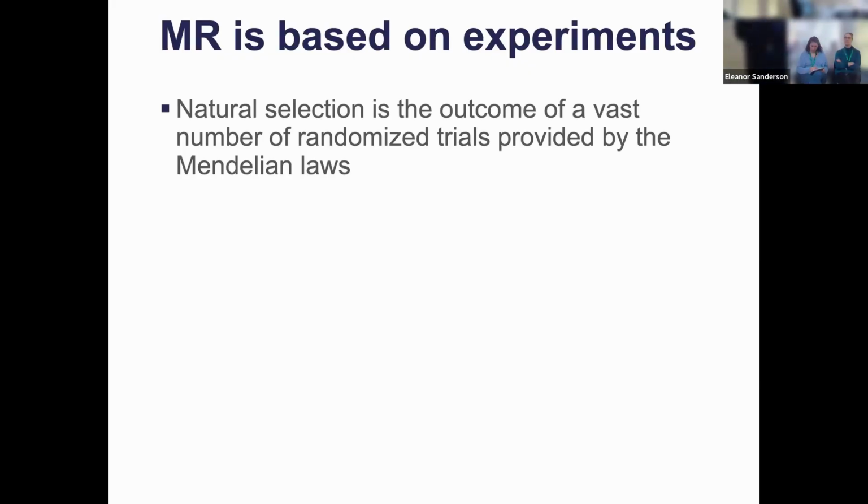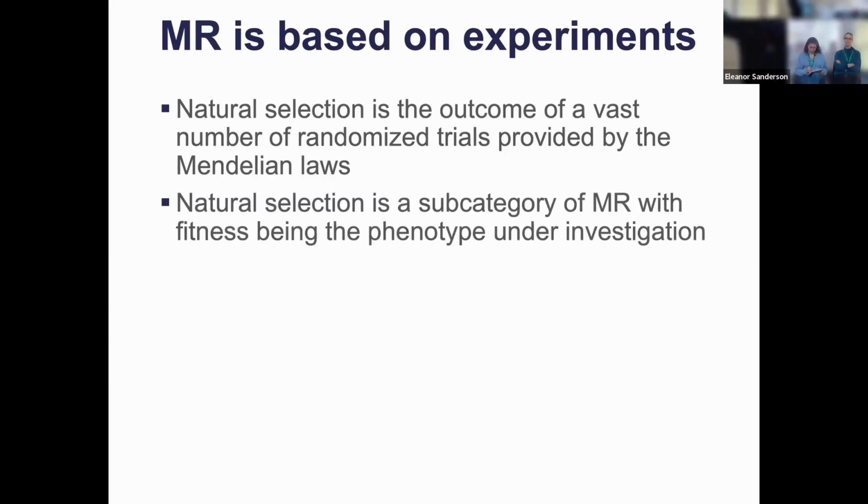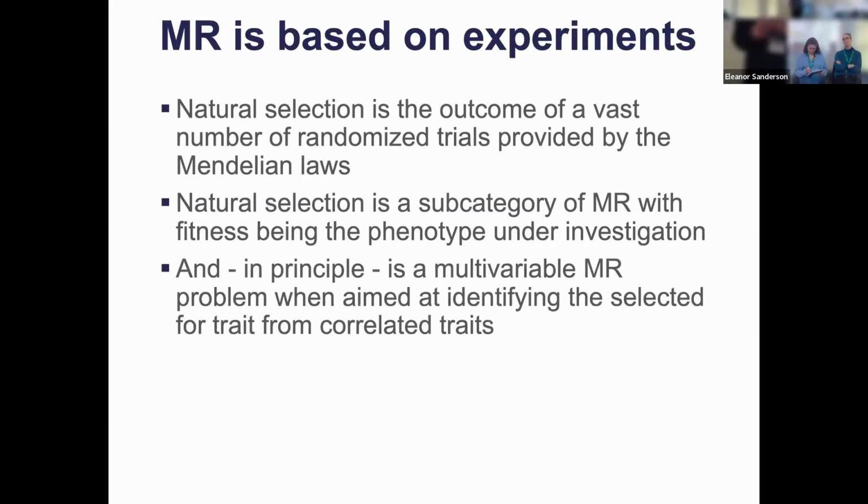Natural selection is the outcome of a vast number of randomized trials produced by the Mendelian laws. That randomization is what allows natural selection to work. And natural selection is actually a subcategory of Mendelian randomization, with fitness being a phenotype under investigation. Fitness is a phenotype like any other. And in principle, you can see natural selection as a multivariable MR problem.